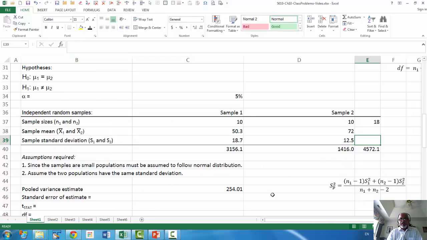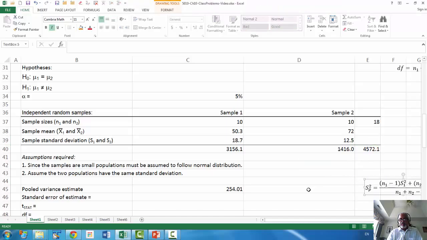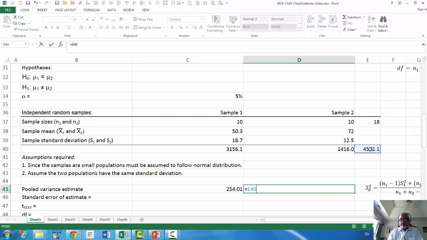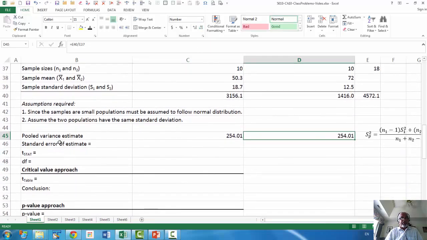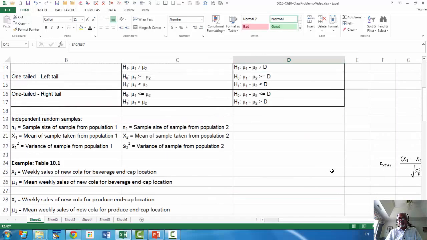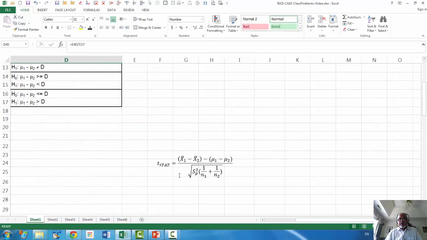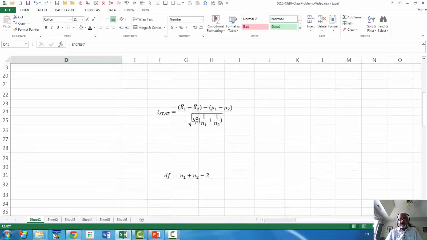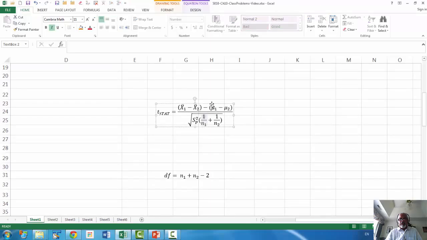And now you say the pooled variance estimate is simply the numerator divided by the denominator. So we'll give you, of course, the same answer, but you're breaking it down into smaller pieces, thus minimizing chances of error. Now the standard error of estimate, okay, so that's the denominator part here.